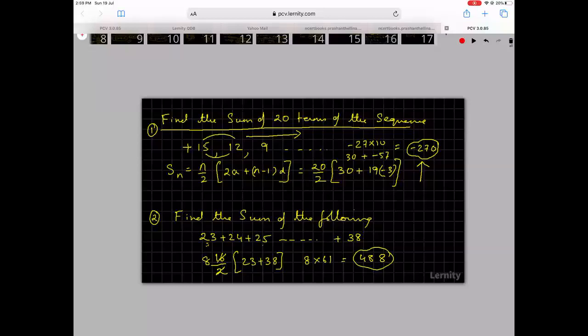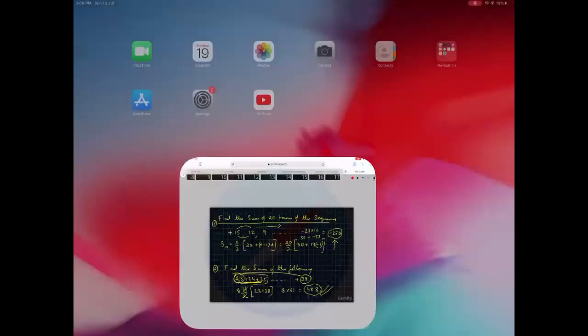But generally, I may be wrong. So let me just try to work it out. 23 to 38, am I sure there are 16 numbers? Let me check. 23 to 25, the difference is 2, but there are 3 numbers. So 23 to 38, the difference is 15, so there should be 16 numbers. So 16 by 2 into (first term plus last term). First term plus last term is 61. 8 into 61 is 488. So I'm getting minus 270 and 488.